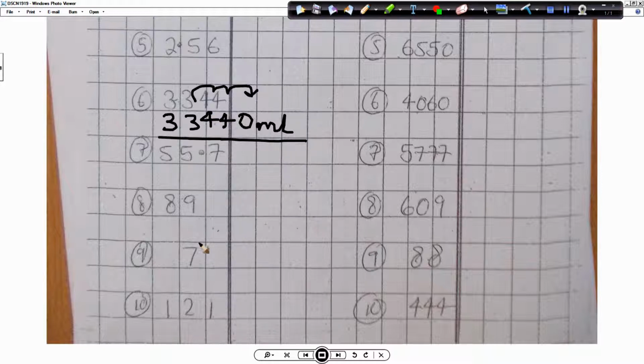Now, Layla, I have 89 liters. I want to times it by 1,000. What do we do? We have no decimal point. So we simply add 3 zeros. And that's as difficult as that question is. So the answer becomes 89,000 milliliters, and that question is done.